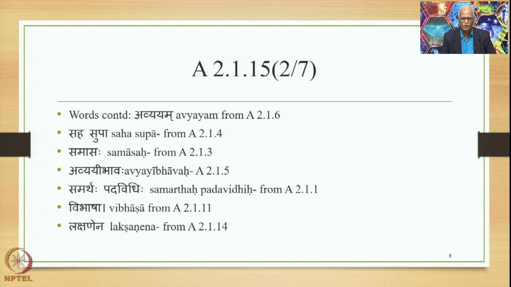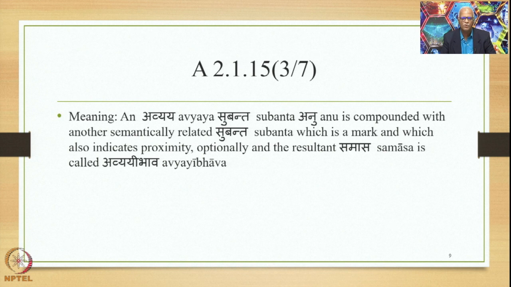The words continued are of the word avyayam from 2.1.6, sahasupa from 2.1.4, samasaha from 2.1.3, avyayibhavaha from 2.1.5, samarthapadavidhi from 2.1.1, vibhasha from 2.1.11, and lakshanena from 2.1.14. Having all these words put together, the overall meaning of the sutra is the following. An avyaya subanta anu is compounded with another semantically related subanta, which is a mark and which also indicates proximity, optionally, and the resultant samasa is called avyayibhava.